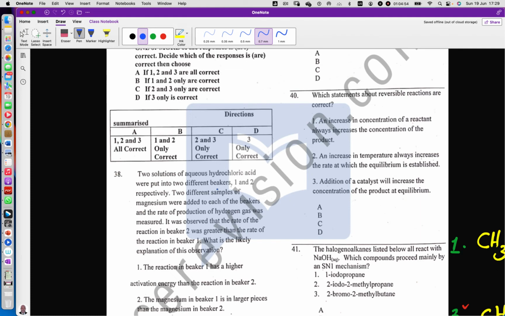Of course. For a reversible reaction, when you increase the reactant, the product will also increase. 2, an increase in the temperature always increases the rate at which equilibrium is established. Yes, equilibrium is established faster when there's an increase in temperature. 3, addition of catalyst will increase concentration. No, 3 is not really right. The right answer for this is 1 and 2, which is B. The answer is B.